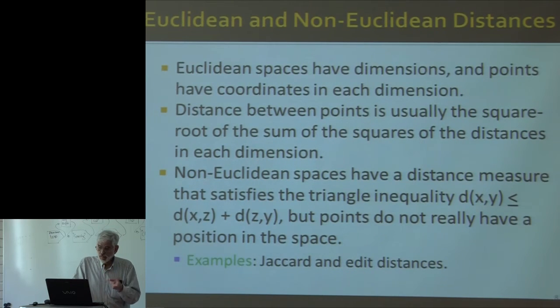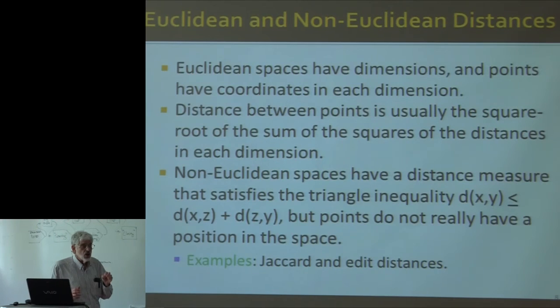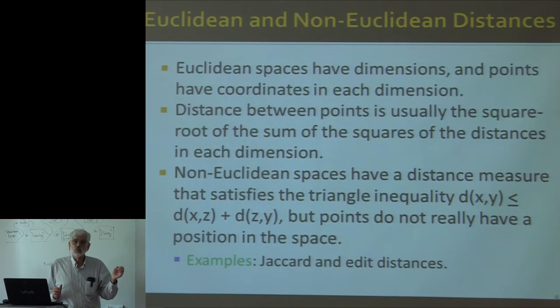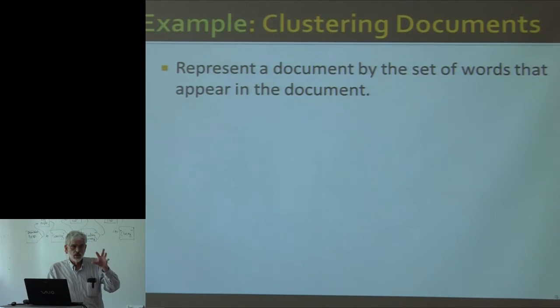Okay. And I want to talk about two examples, Jaccard distance and edit distance. We know about Jaccard similarity now, right? That was the min hashing thing. Well, Jaccard distance is just 1 minus Jaccard similarity. Edit distance you may know about: you take 2 character strings, and it's the number of inserts and deletes you need to turn one into the other.